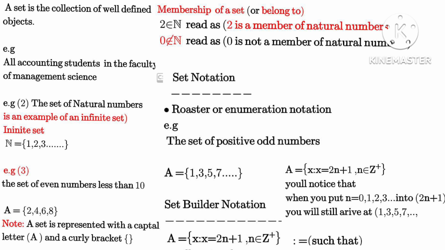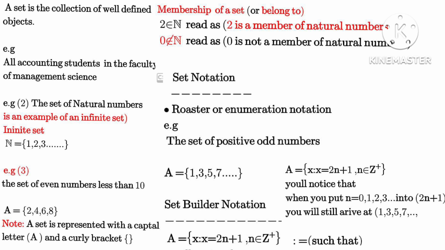So now let's move to set notation. We have two ways in which we represent a set. That's the roster method, or enumeration method. We also have the set builder notation method. The roster method is just the normal way of representing a set. The set of positive odd numbers, so they are 1, 3, 5, 7. We just represent them in curly brackets.